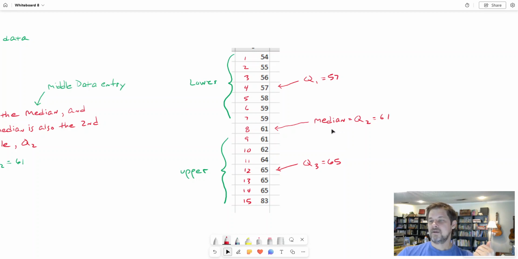Now, finding the median would be a little different if there was an even number of data entries, but I've made a separate video about how to find medians. But with this question being what it is, we divide it up like so, and we can find the first, second, and third quartiles.